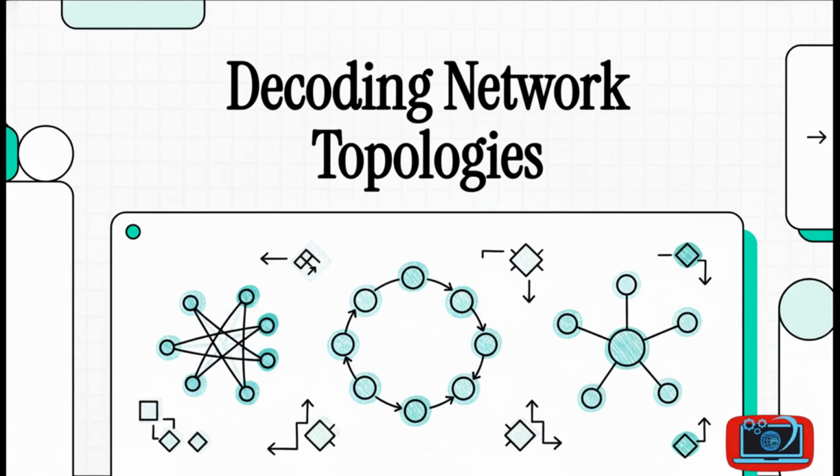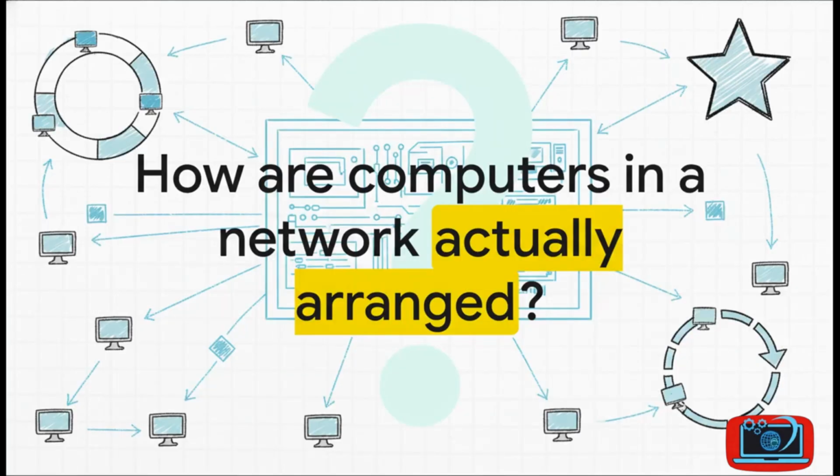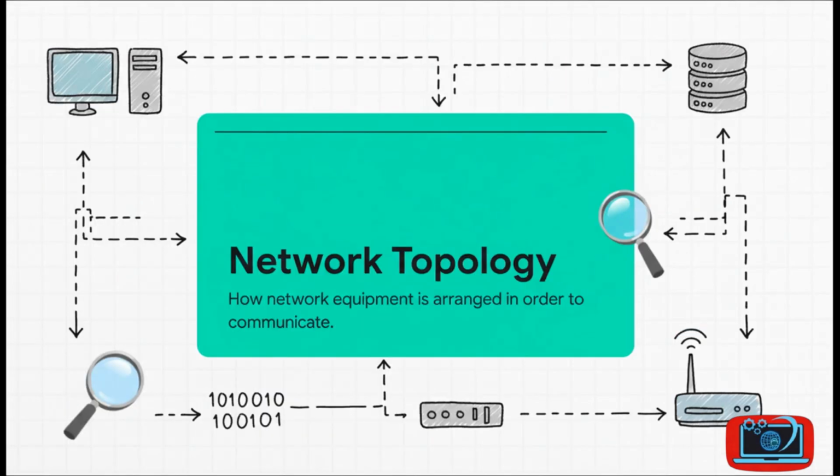a really basic question. And you know what? That's a great question. We just take it for granted that our devices connect, right? But it's definitely not magic. Behind every single stable, fast network is a very deliberate design, a blueprint that decides not just if devices can talk, but how efficiently and how reliably they do it. And that blueprint has a name: network topology.